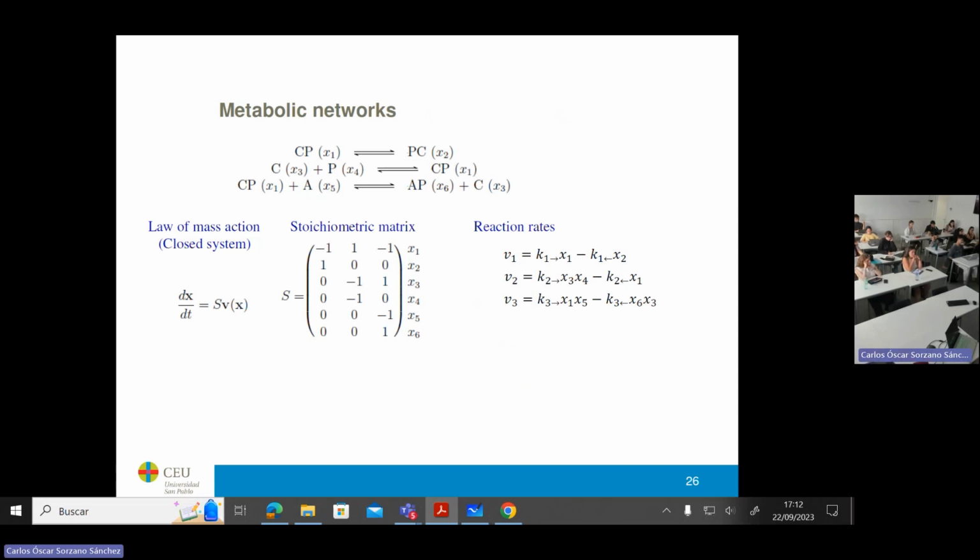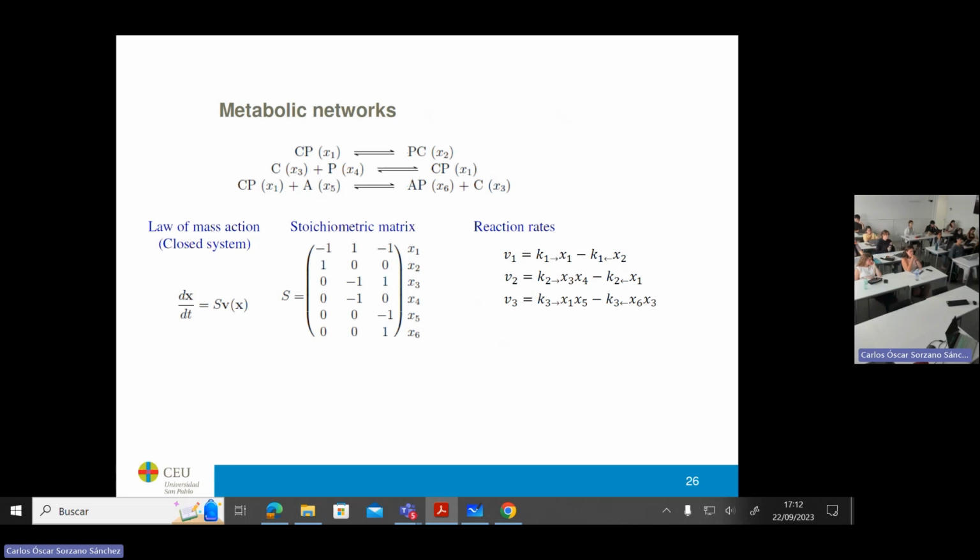And the differential equations are modeled in this way. So the change of the concentrations over time is a matrix times the velocity of each one of the reactions. So you need the reaction velocities. So here we have three reactions, so we will have three velocities. And here the concentration of CP we will call X1. CP is transformed into PC. Okay, so somehow there is some rearrangement of the complex.